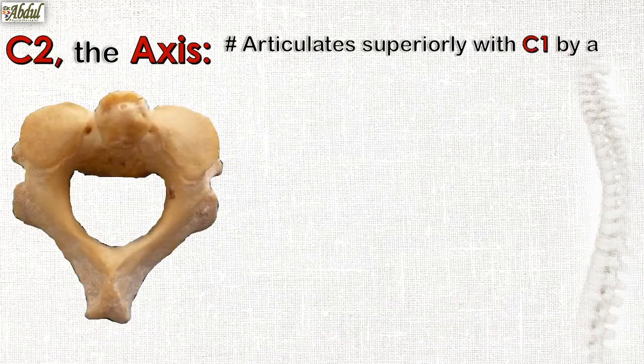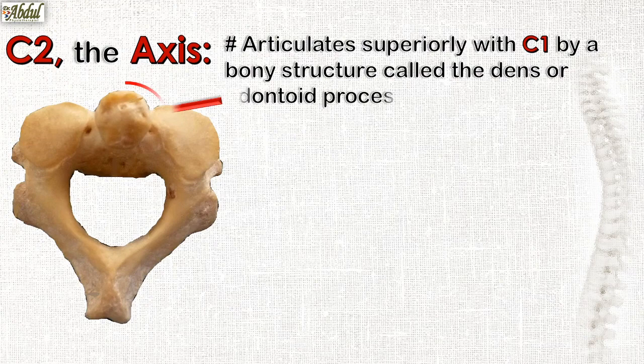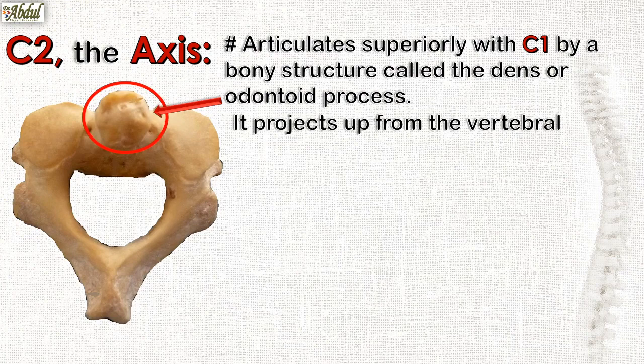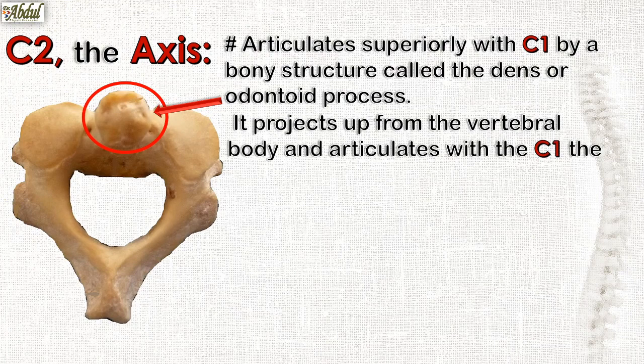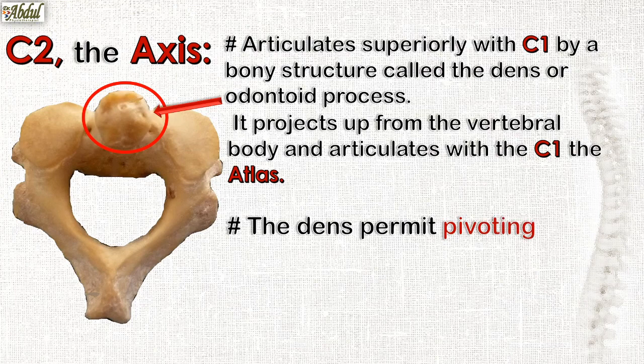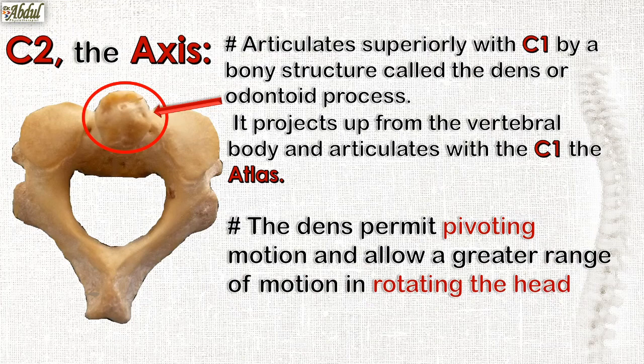C2, the axis, articulates superiorly with C1 by the bony structure called the dens or odontoid process. It projects up from the vertebral body and articulates with C1, the atlas. The dens, or odontoid process, permits a pivoting motion and allows a greater range of motion in rotating the head laterally.